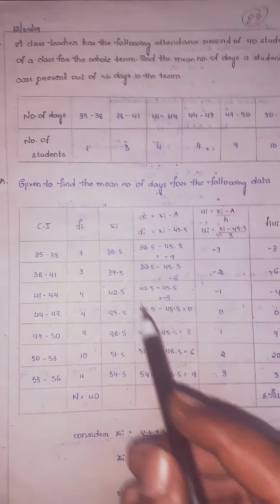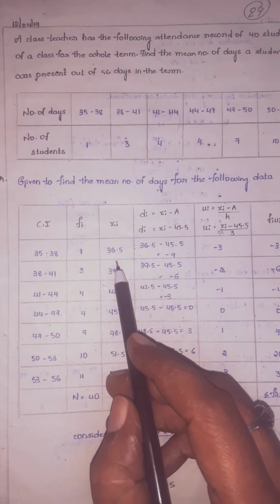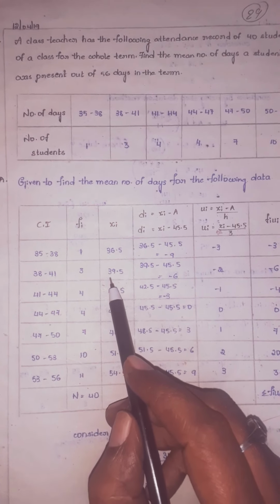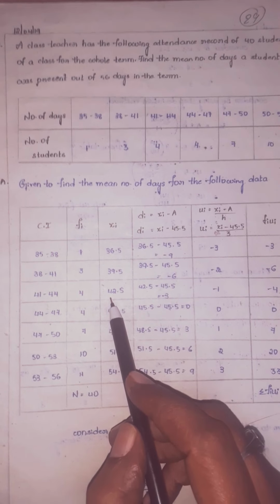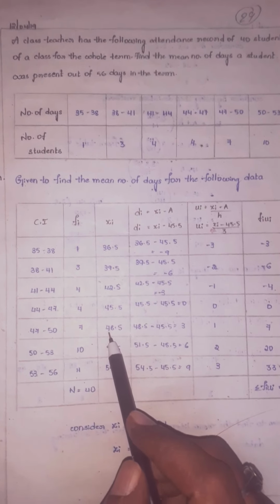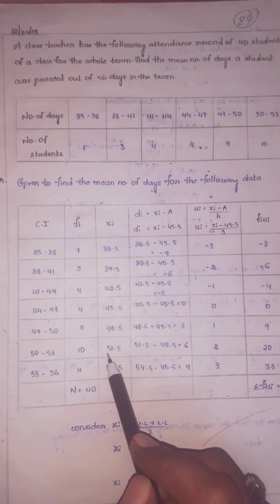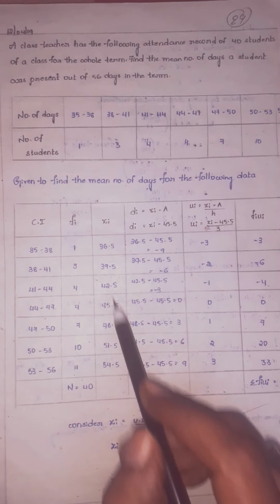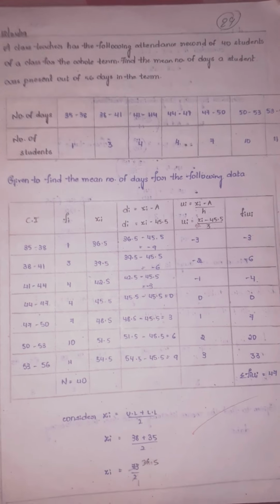So 36.5, children. So what is the class size here, children? 38 minus 35 is 3. Means add 3 to the current result, children. 36 plus 3 is 39. 39 plus 3 is 42. 42 plus 3 is 45. And 45 plus 3 is 48. 48 plus 3 is 51. 51 plus 3 is 54. So write the point as it is, 0.5.